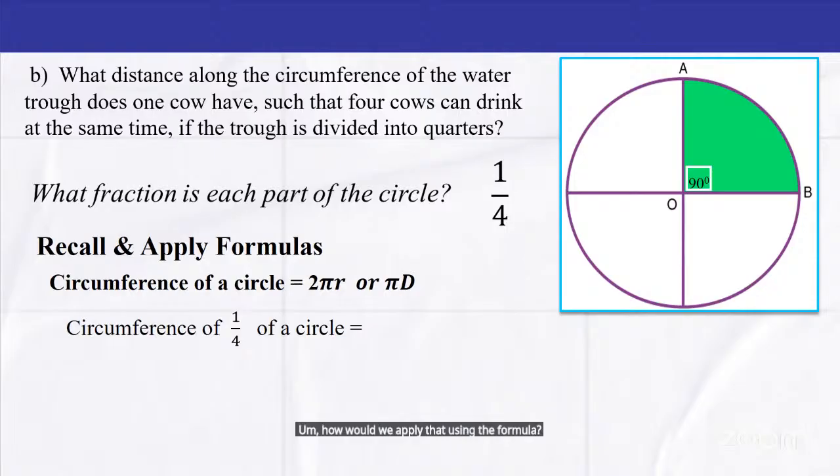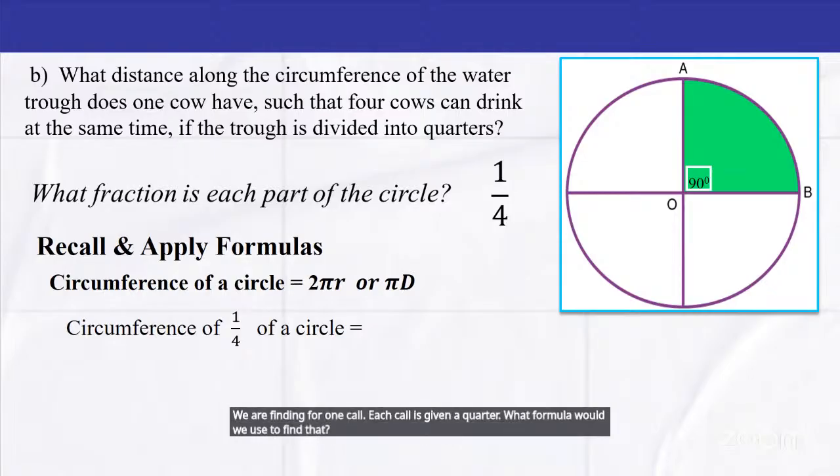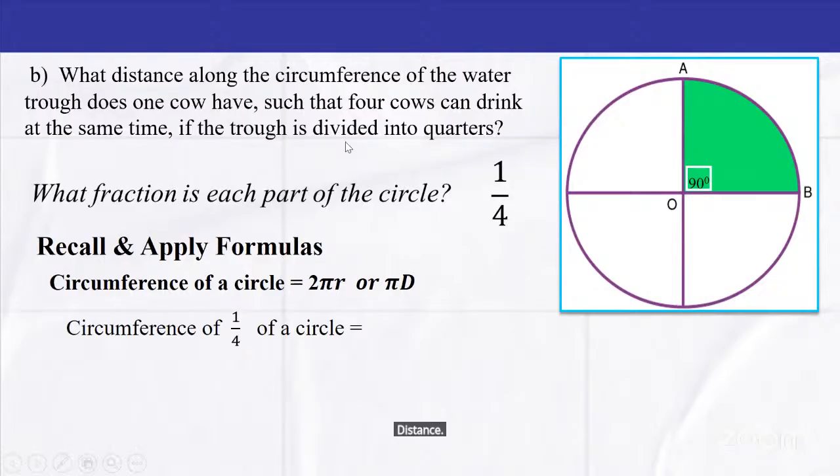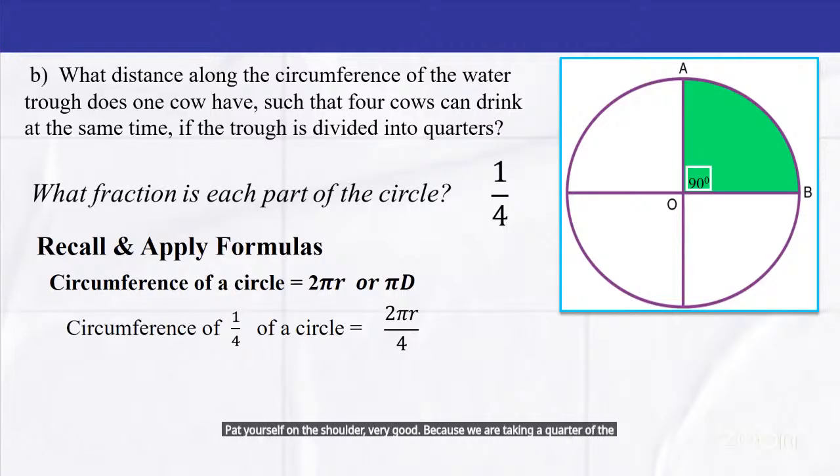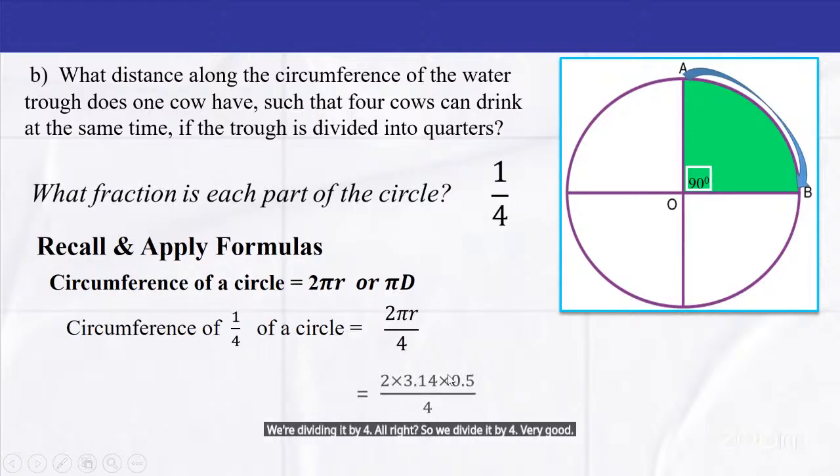We are finding for 1 cow. Each cow is given a quarter. What formula would we use to find that distance? Anybody? All right, so Diana says 2 pi r divided by 4. Pat yourself on the shoulder. Very good. Because we are taking a quarter of the circumference, we divide it into 4 equal parts. We're taking 1 part, so we divide by 4. Very good. So let's continue.